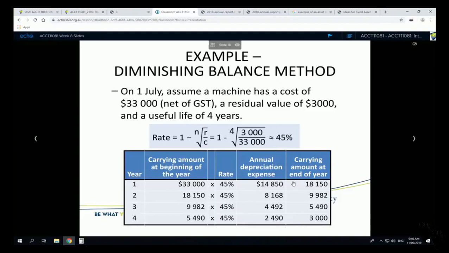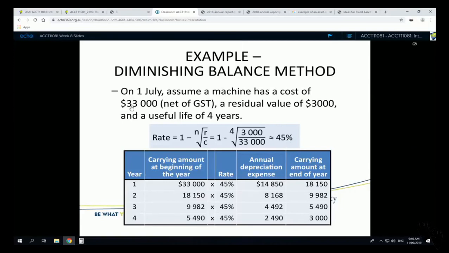So the common mistake I used to see in exams in previous years was students would take the residual value off the cost. So they would take the 33,000 minus the 3,000 and then apply the 45%. The formula in calculating this 45% has already taken into account that residual value. So don't double count it. You'll end up with a different figure. So just remember you're applying that percentage rate to the cost net of GST.